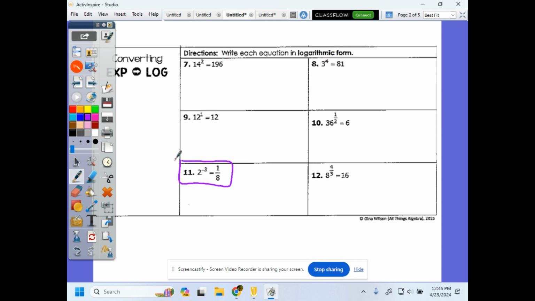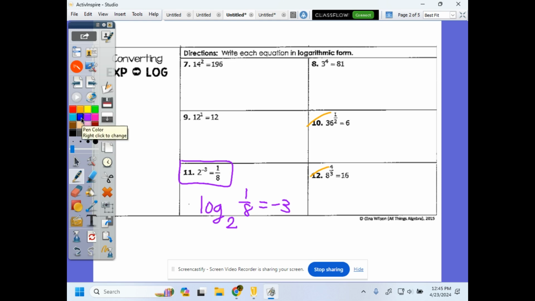Number 11. Log, the base here is 2. The answer is 1/8. The answer is negative 3. I'd like you to complete all the remaining problems that we did not cover, like 10 and 12. Pause it, and I'll give you the answer.